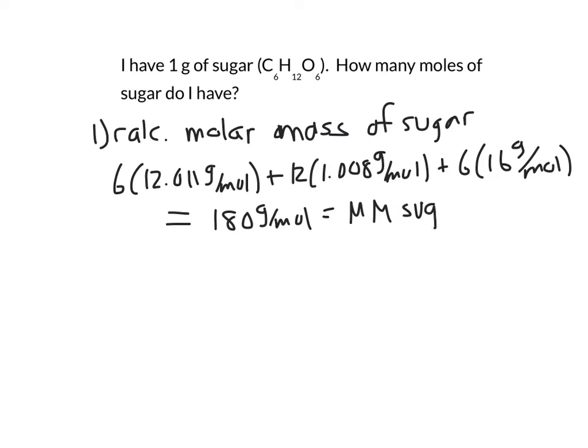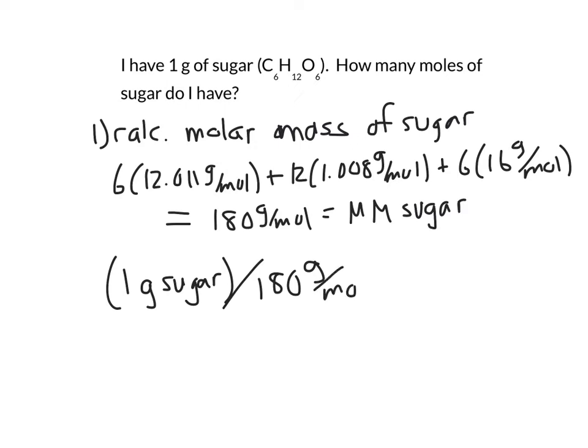So once I know the molar mass of the sugar, then I can convert from 1 gram of sugar by dividing by the molar mass to cancel grams and end up with moles. So 1 divided by 180 is 5.6 times 10 to the minus 3 moles of sugar.